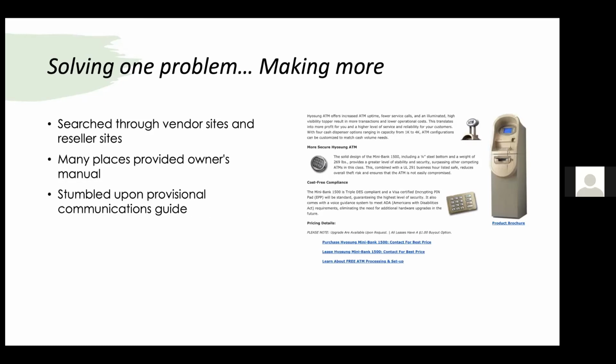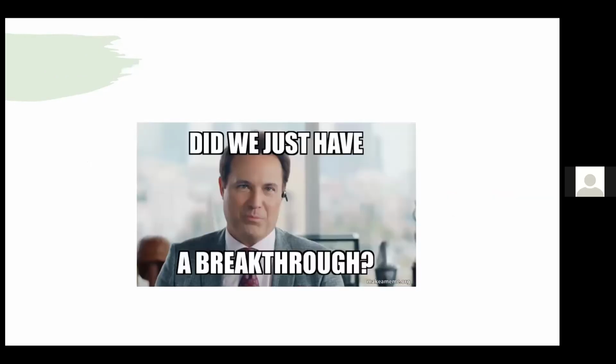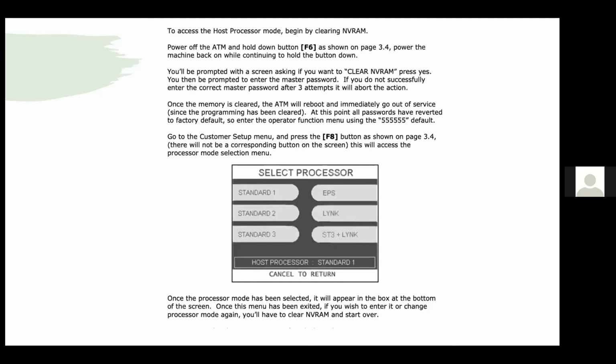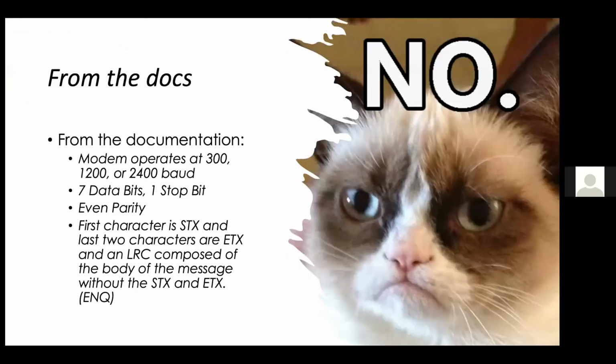But we also learned that there was a provisional communications guide that we were able to obtain. We thought, okay, great, this is going to be easy from now on. Unfortunately, it wasn't so simple. The guide is for one specific version, the standard 3, but you can see the ATM supports 6 standards that we can choose from. And so we had to find out what was going on with this.